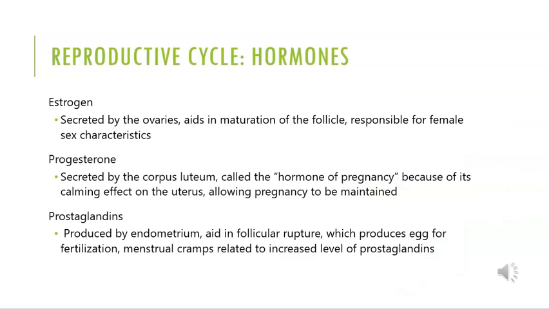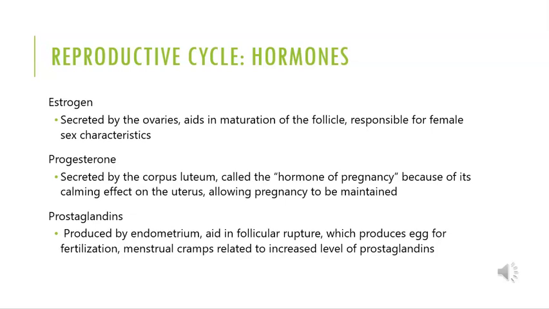Hormones are a vital part of the female reproductive system, and we're going to talk about three important hormones that include estrogen, progesterone, and prostaglandins. So estrogen is the big hormone we think about when we think about female sex hormones. It is primarily produced by the ovaries, but it can also be produced in small amounts by the adrenal glands and fat cells within the body.